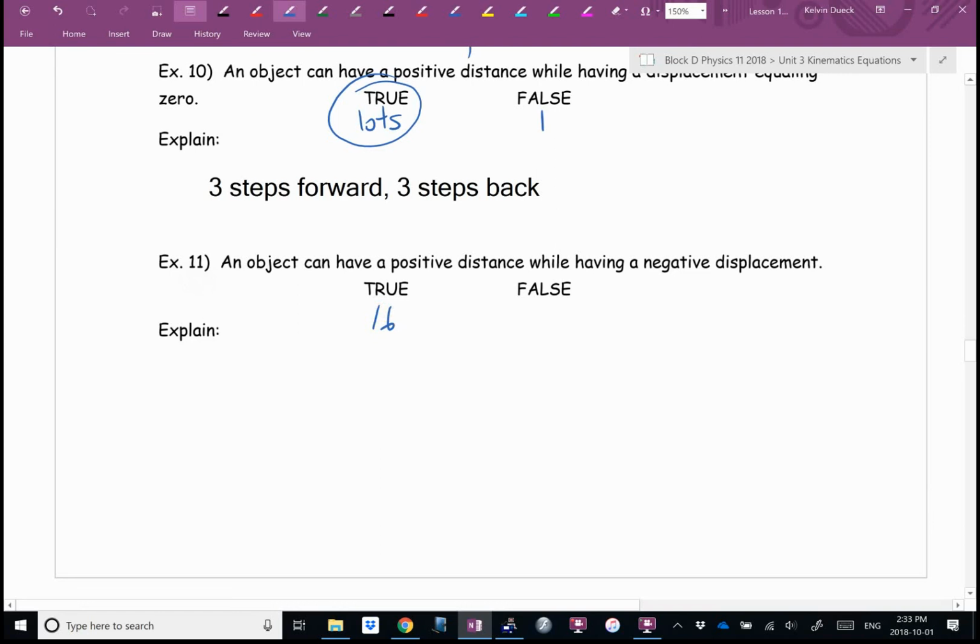This one's a little more split. Who says false, Mr. Dueck? 1, 2. Okay. Oh, 3. Sorry, I missed that. Convince me.